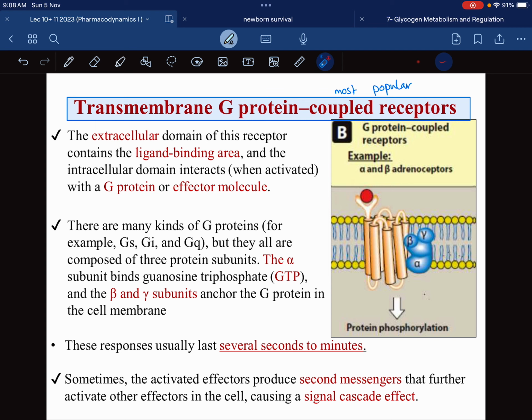And the intracellular domain interacts, when activated, with the G protein or effector.